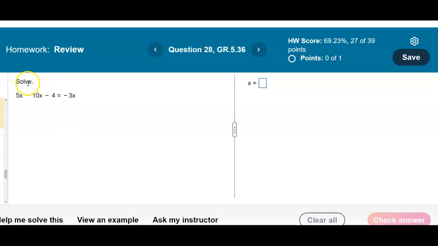In this example, we want to solve for the variable x. And here's an equation because it has an equal sign. So we have 5x minus 10x minus 4 equals negative 3x.